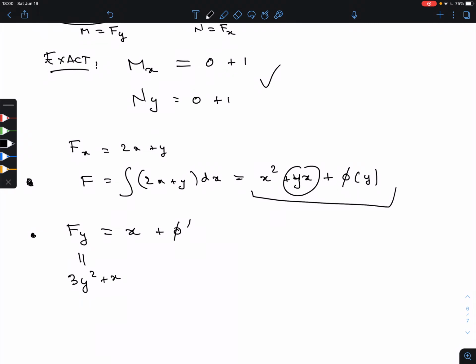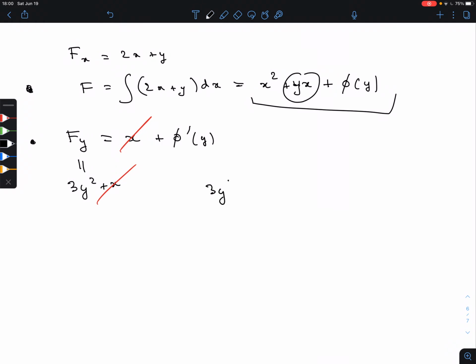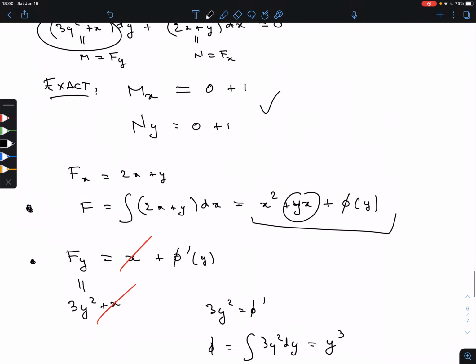And if everything works out, then this should give me an equation only in y, because the x's have to cancel, which they do, right? We have an x on this side and an x on this side. So what we find is the equation 3y squared equals phi prime. So now we can take the antiderivative. Phi is the antiderivative of 3y squared dy with respect to y, of course. That is y cubed. Should we put a constant here?